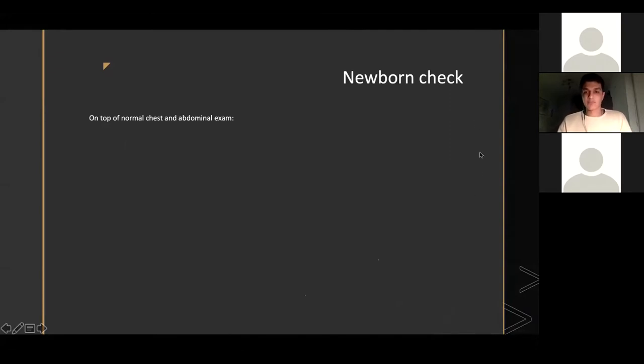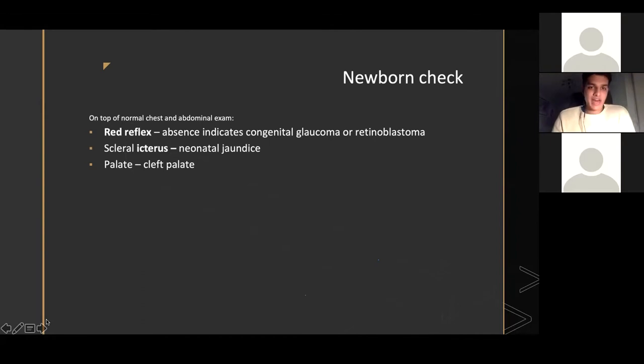But here's things that are more specific for the neonatal examination. It's quite interesting because this is one of the few times that you're actually picking up genuine signs along the way, which can be pretty cool to find early on in life. So a red reflex. The absence of a red reflex in the neonatal period is indicative of congenital glaucoma, which is the most common cause of an absent red reflex in the neonatal period, or retinoblastoma. Retinoblastoma, obviously far more sinister and severe a cause.